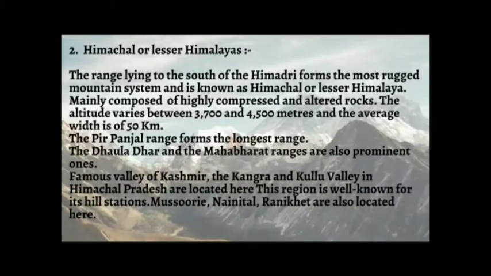So the Valley of Kashmir, the Kangra and Kulu Valley, these are all located here in Himachal Pradesh. That is Lesser Himalayas. All the famous hill stations are present here: Mussoorie, Nainital, Ranikhet, all located in this Lesser Himalayas.